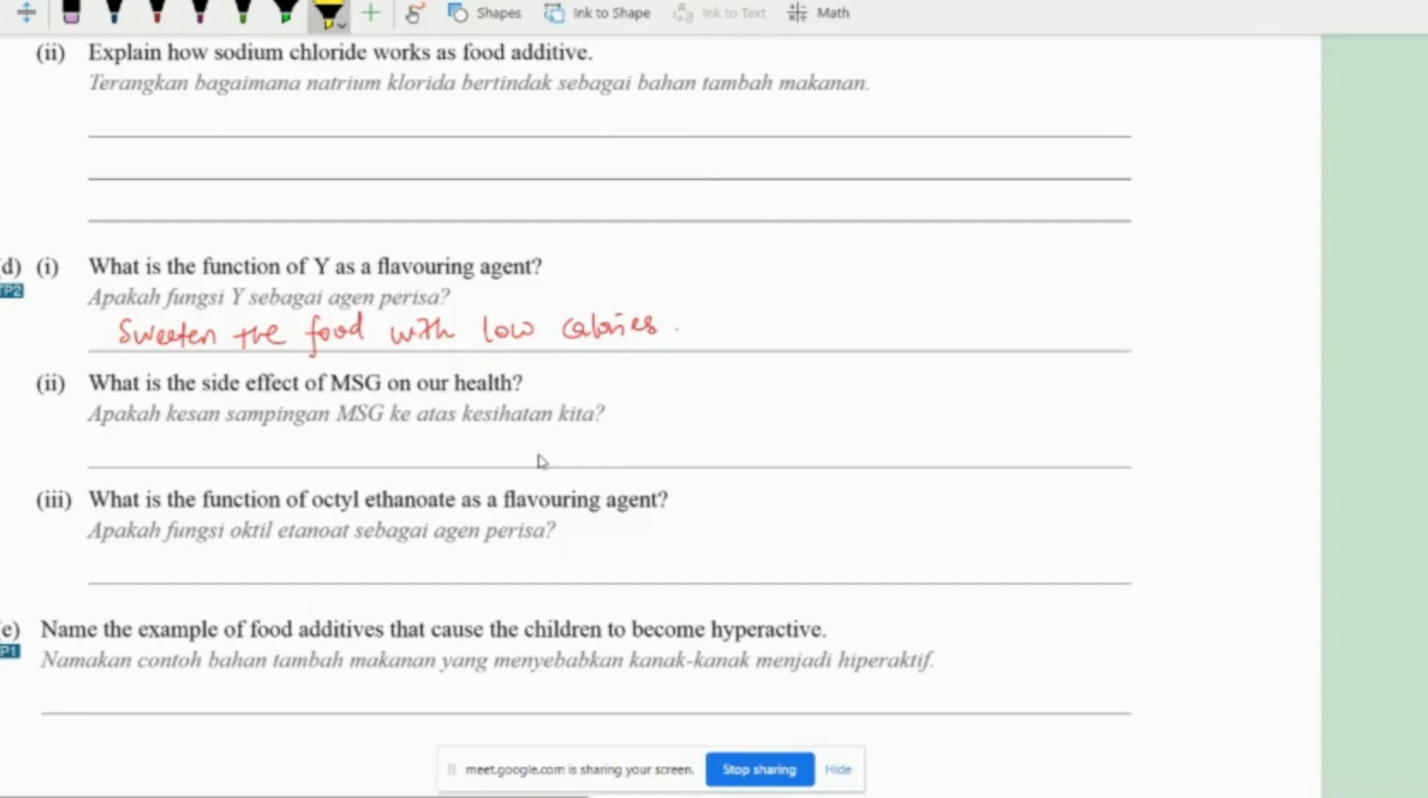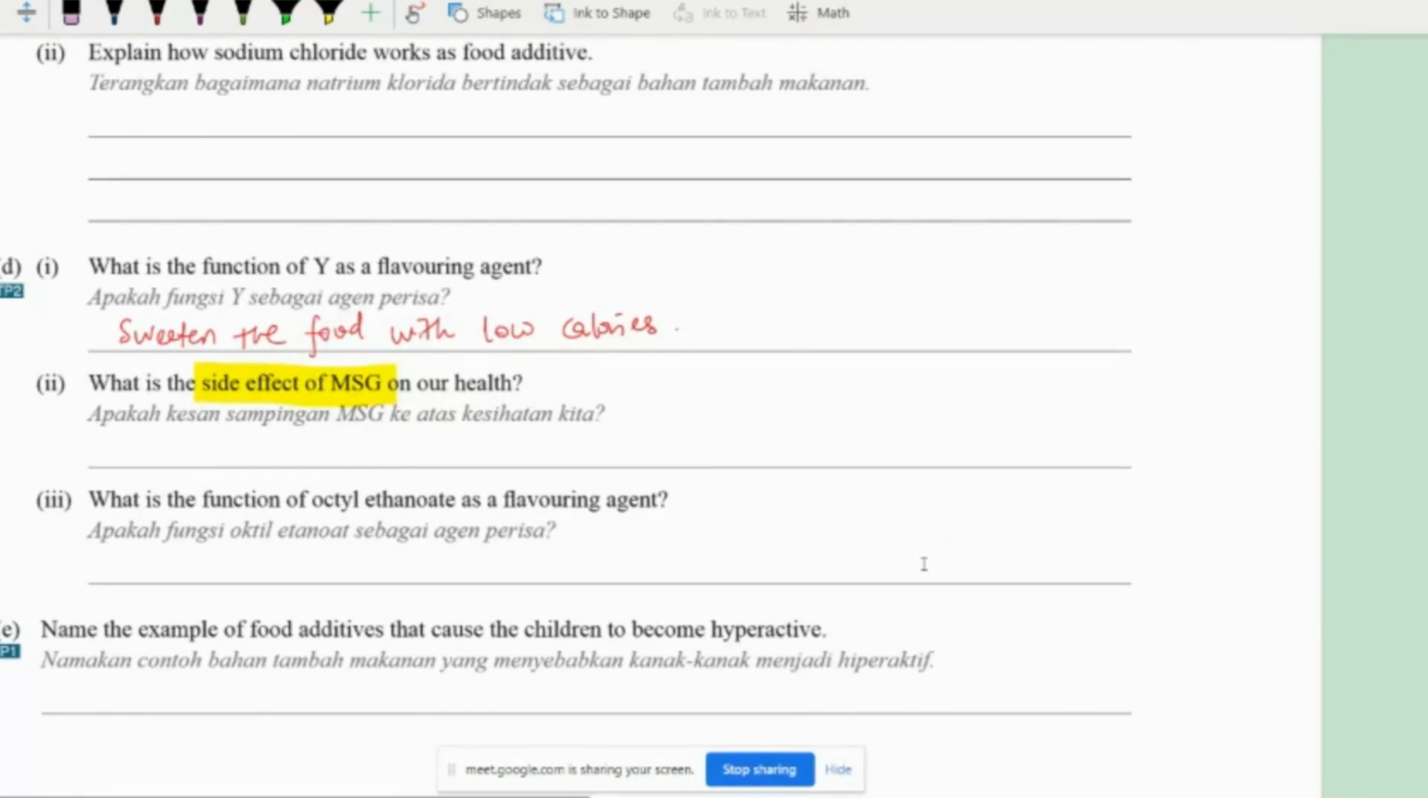Now, what is the side effect of MSG? There is some research. Actually, they argue that MSG has no side effect. No side effect means it's very good. They want to protect it. But for me, I think if you use a lot of MSG, it will have side effects.